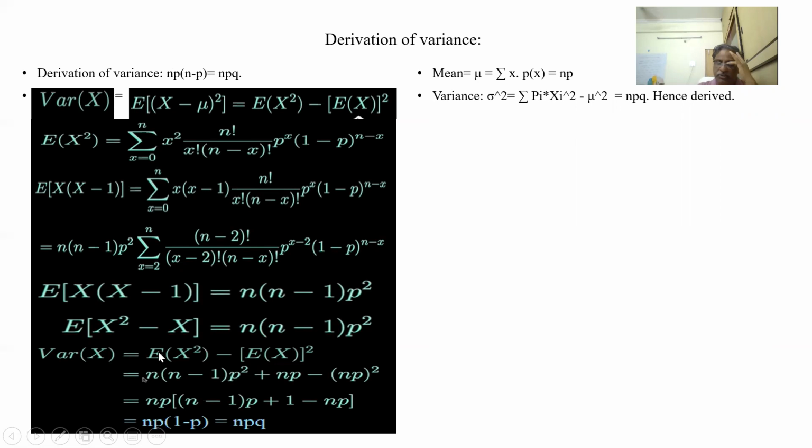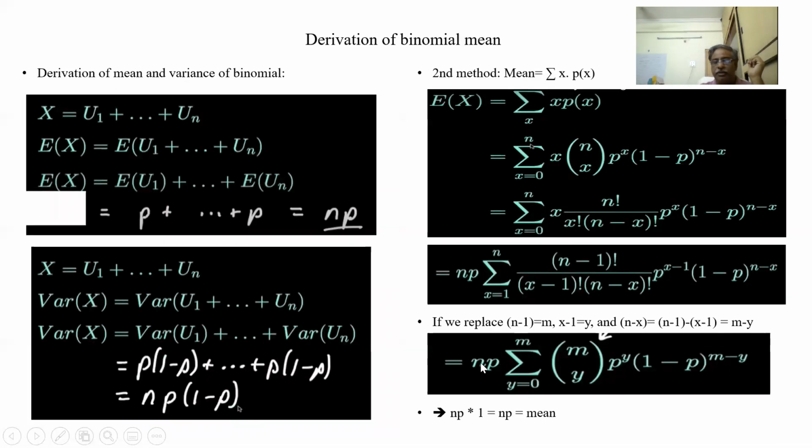This is x(x-1), so x squared minus x; E[x] is taken this side, so plus np. So n(n-1)p squared plus np minus (np) squared. This (np) squared came from here, this np came from my E[x] coming to this side. This one is n(n-1)p squared. So when I simplify it, what am I getting? np(1-p), that is npq. So this is my variance, and this is my mean. Alright, binomial distribution.